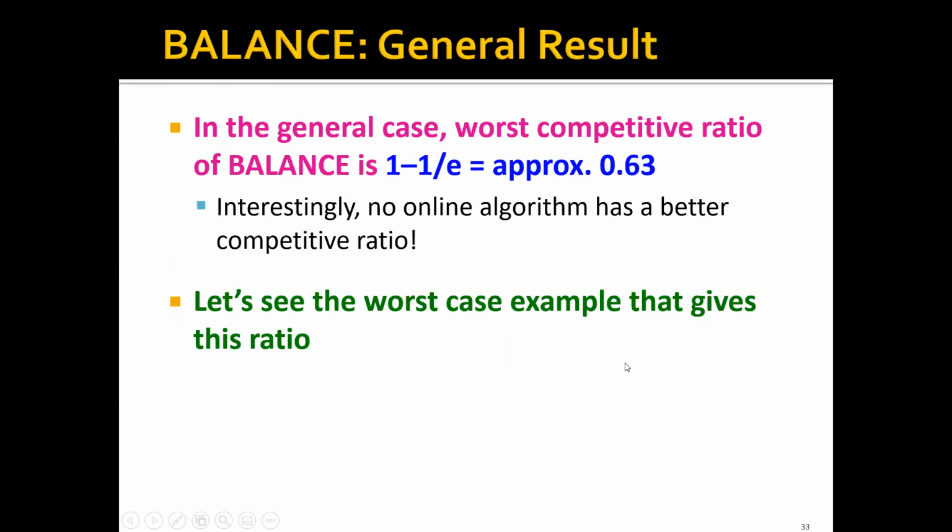Now, this is the case only for 2 advertisers, right? And in the general case, where we have more than 2 advertisers, the worst competitive ratio of the balance algorithm is actually 1 minus 1 over e, where e is the base of the natural logarithm. And this number is approximately 0.63. And interestingly, no online algorithm can have a better competitive ratio than this one. And in the next part, we'll talk about the worst case example that gives exactly this ratio.